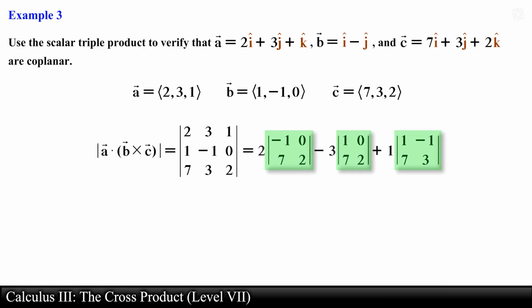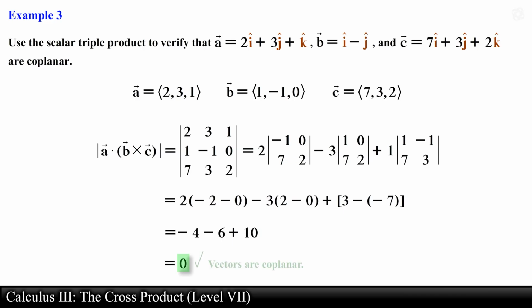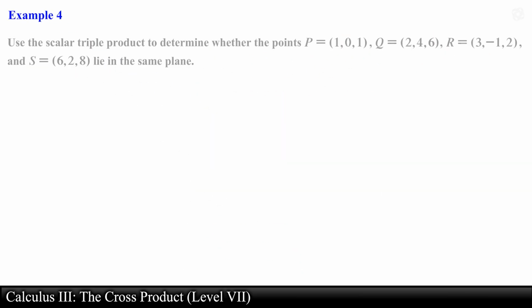Next, let's find the minors of the matrix. Then we compute the determinant of each 2x2 matrix. Simplifying the expression, we obtain 0 as our final answer. This means that the volume of the parallelepiped is equal to 0. This result confirms that all 3 vectors are coplanar. Alright, let's go over the final example.